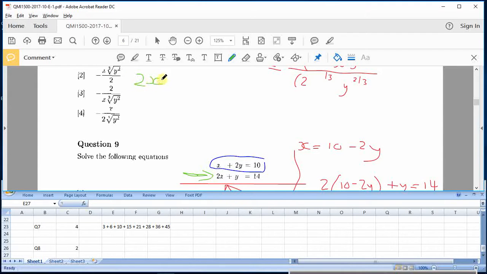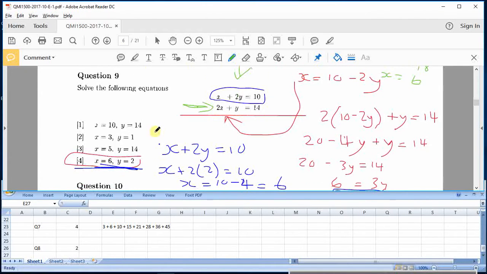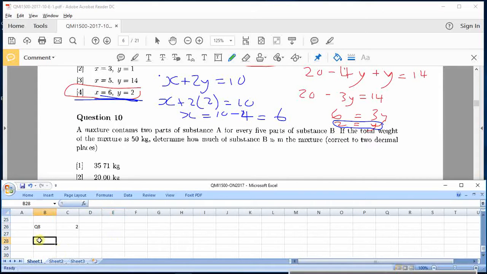2x plus y equals 14, so y equals 14 minus 2x. If I've got that, put that into there. So x plus 2 brackets 14 minus 2x equals 10. So x plus 28 minus 4x equals 10. x minus 4x is minus 3x equals, that goes across, minus 18. X equals 6. Doesn't matter which way you do it. Cool. Option 4. Yes. Question 9, yes.